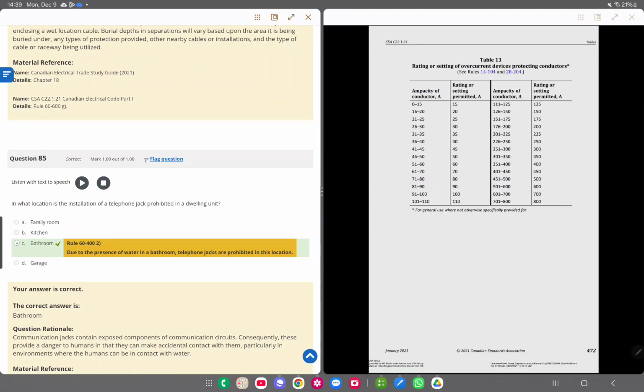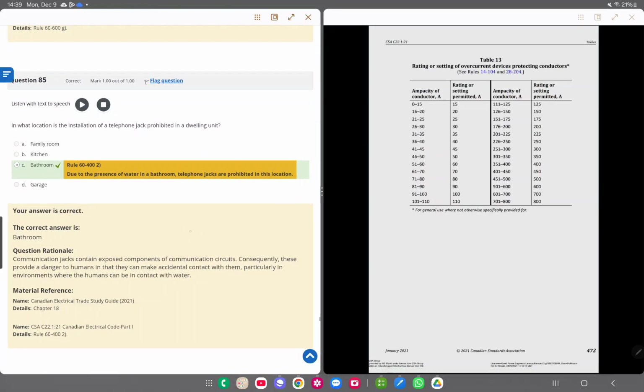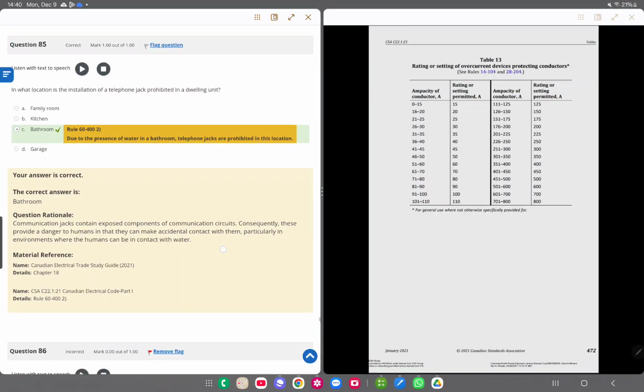In what location is the installation of a telephone jack prohibited in a dwelling unit? It's a bathroom. Rule 60-400. Due to the presence of water in the bathroom, telephone jacks are prohibited in this location.